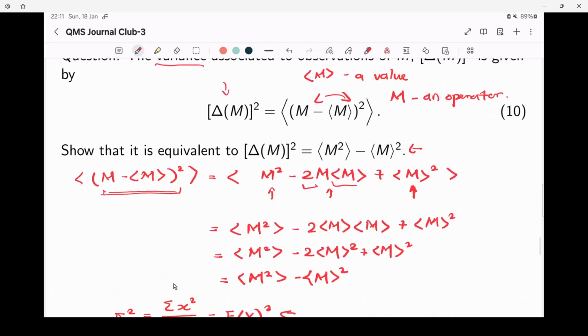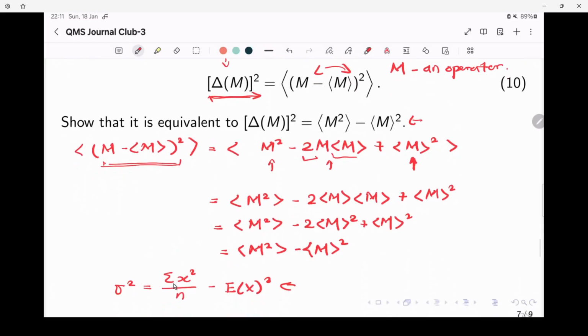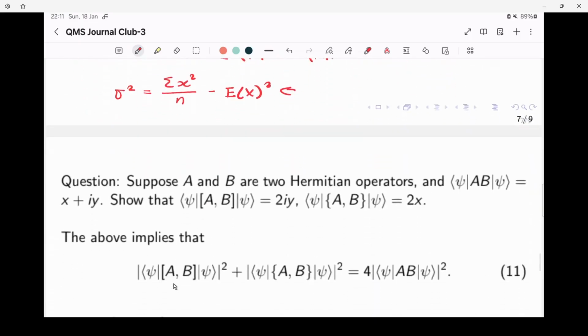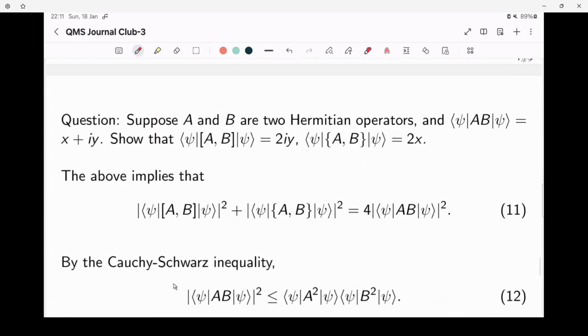So why is this important? Because this particular equation, combined with all the discussion about the Hermitian and commuting operators, allows us to derive the Heisenberg uncertainty principle. So let's look at this question first.